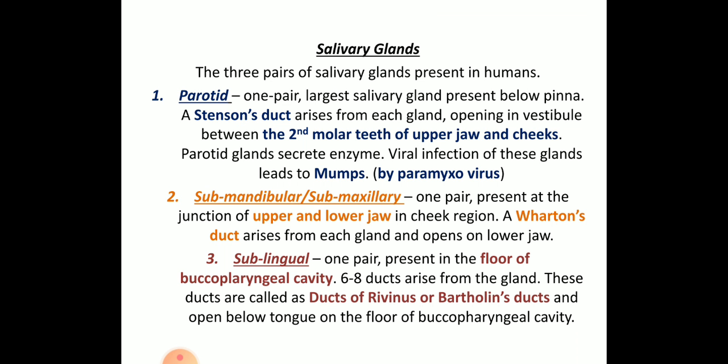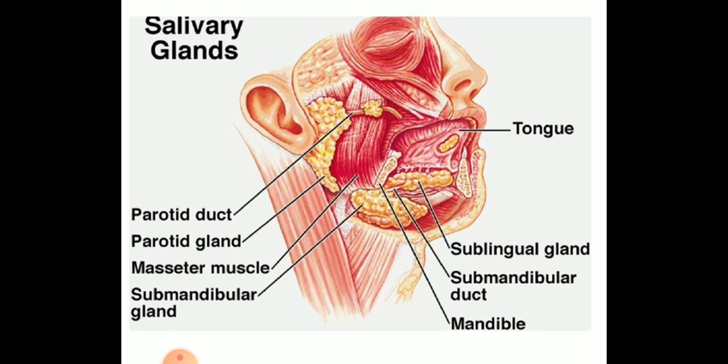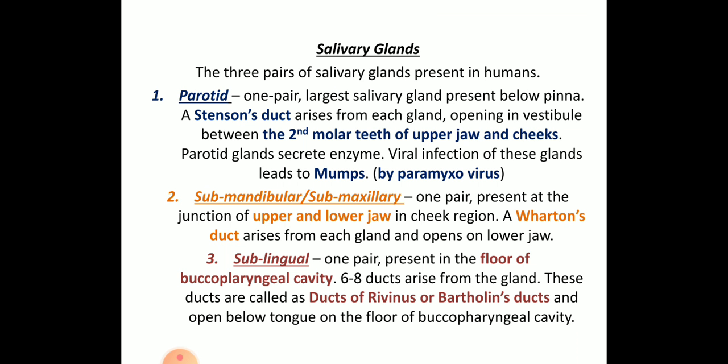So that is about the parotid gland. Second we'll see about the submandibular gland. It is mainly present near the neck region. Submandibular is only one pair, mainly at the junction between the lower and upper jaw, near the cheek region. And Wharton's duct arises from each gland and opens up near the lower gland. So that is about the submaxillary or submandibular glands.